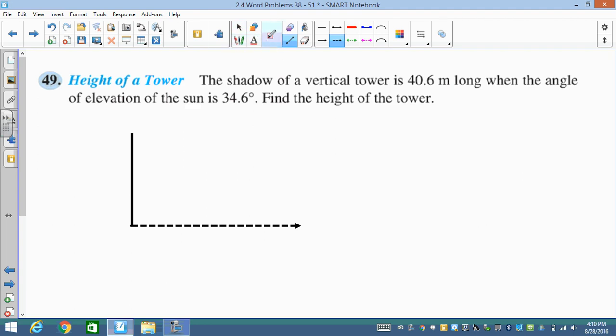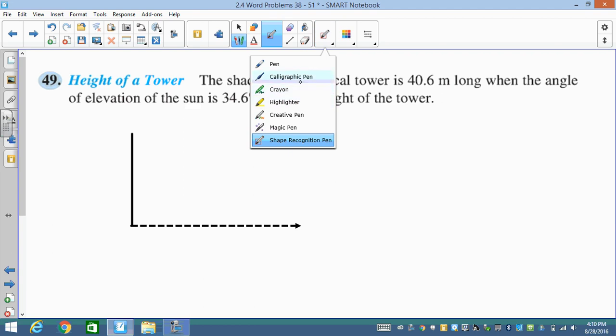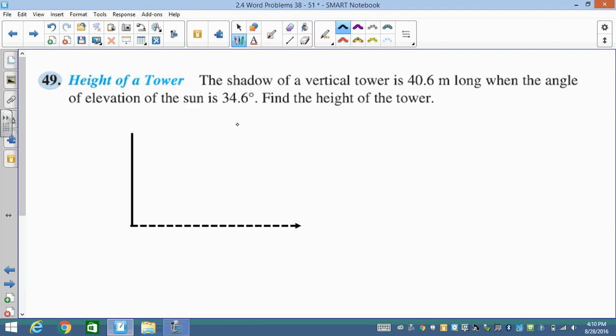Let's see, we want a little fancy pan here. There's my sun. Okay, too many of them. Just like we would have done when we were kids, a little sun with a smiley face and the rays coming out.